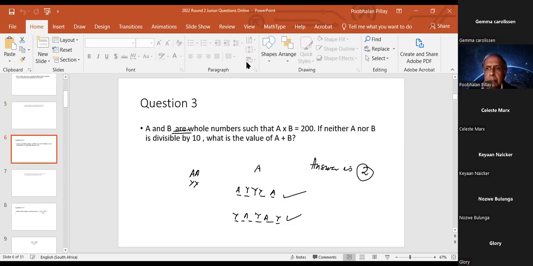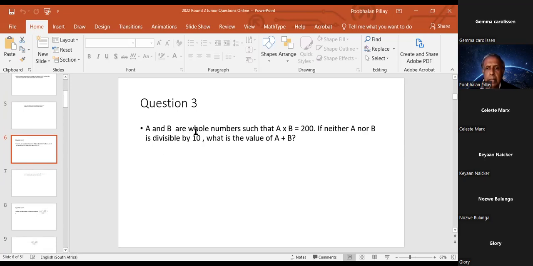The third question says A and B are whole numbers, and A times B is 200. If neither A nor B is divisible by 10, what is the value of A plus B? So that's the question. You know that when you multiply the 2 numbers, you're going to get 200. That's the first thing. And you know that neither of these 2 numbers is divisible by 10, which is the same as saying neither of the 2 numbers ends in 0.